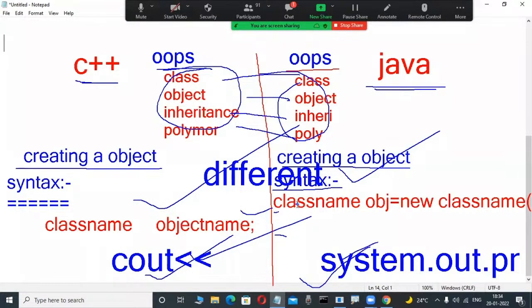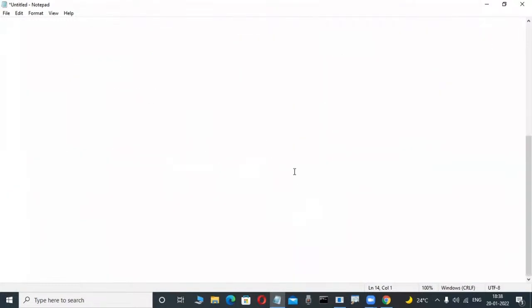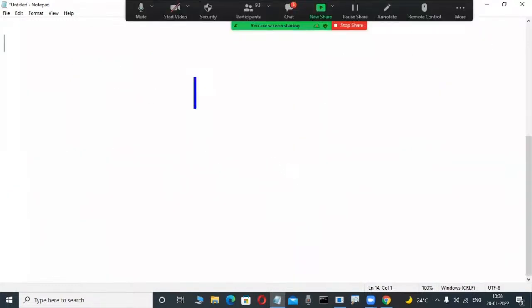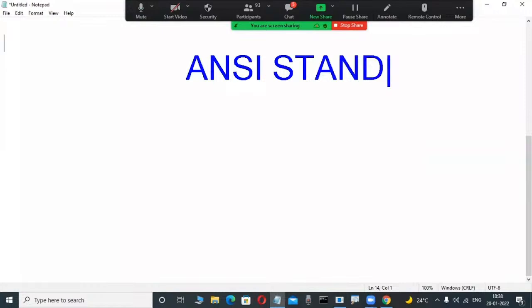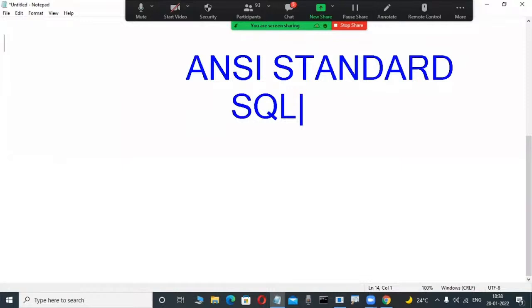The same thing applies to SQL. SQL is an ANSI standard language. ANSI, the American National Standards Institute, defines some standards in the SQL language. That's why SQL is an ANSI standard language, which is used to operate all the relational databases.